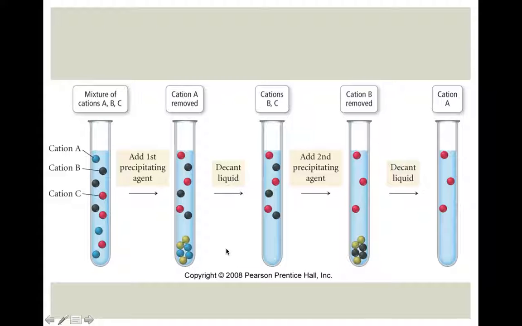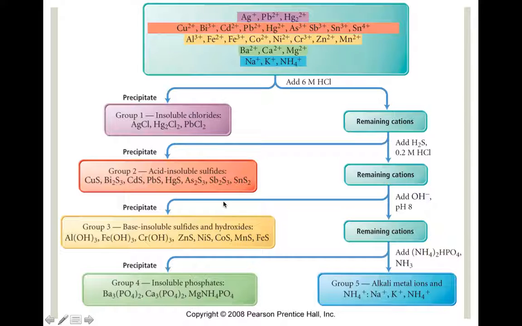You decant and filter to get that out. Then all you have left, notice, is the red and the black dots. You add another precipitating agent, which causes the black to be precipitated out. You decant again, and then you just have the A in there. So you're adding something called a precipitating agent, which causes a non-soluble solution to form, and it pulls out one ion at a time. This is what it looks like in the big picture, just ways of precipitating things out.